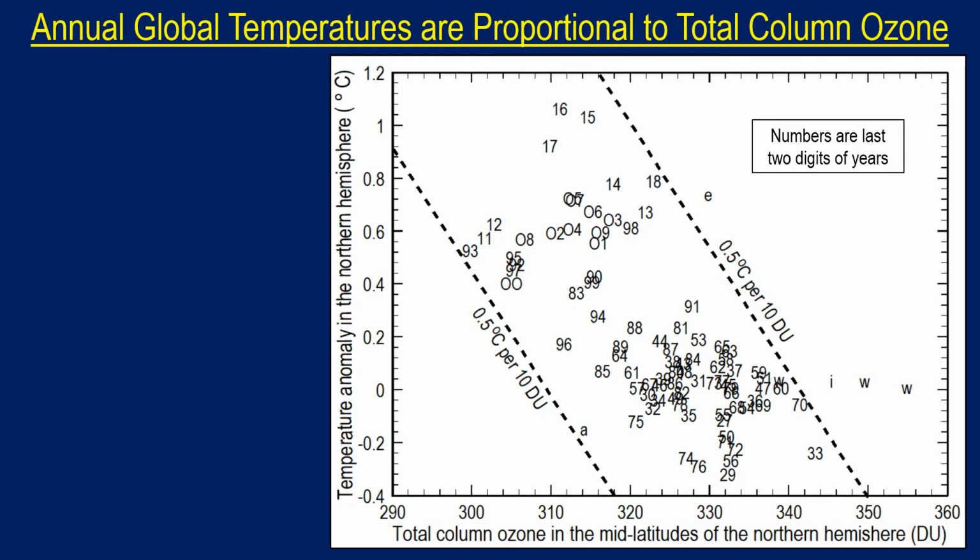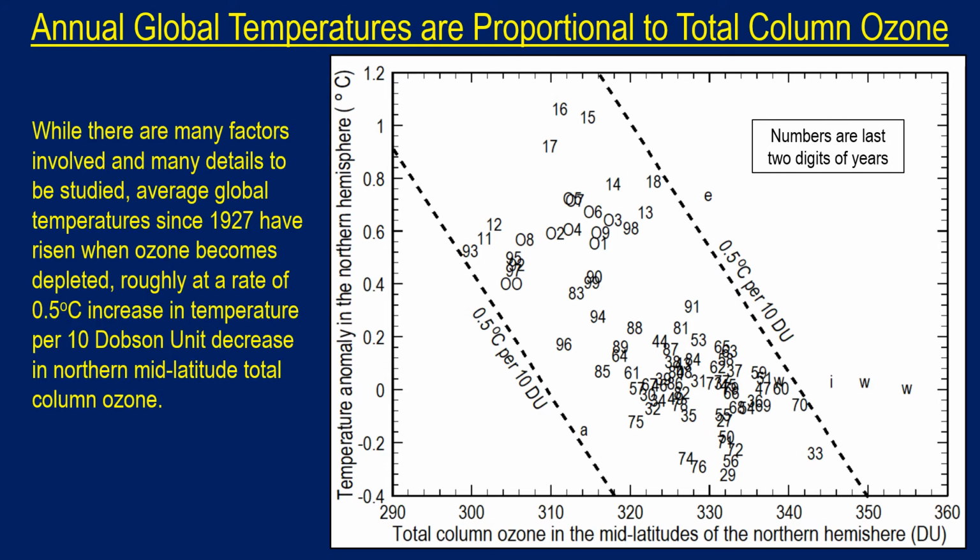Annual global temperatures are roughly proportional to total column ozone. While there are many factors involved and many details to be studied, average global temperatures since 1927 have risen when ozone becomes depleted, roughly at a rate of about a half a degree Celsius increase in temperature per 10 Dobson unit decrease in northern mid-latitude total column ozone.